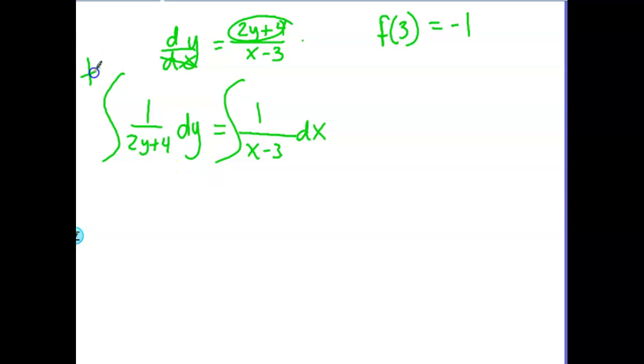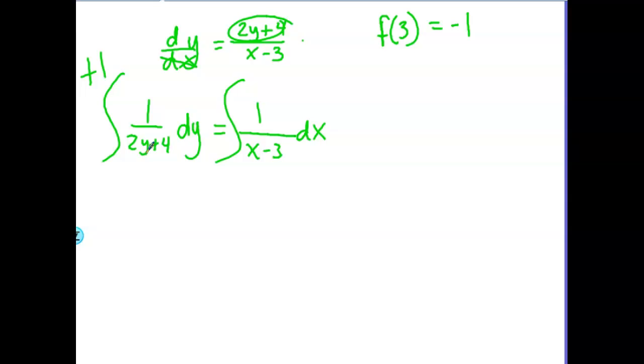Now, on how they grade it, that there is usually worth 1 point. So just separating your variables is usually worth 1 point. But now we actually have to do the integration. I'll show the work for the first one, but for the second one, I'm just going to put the answer.